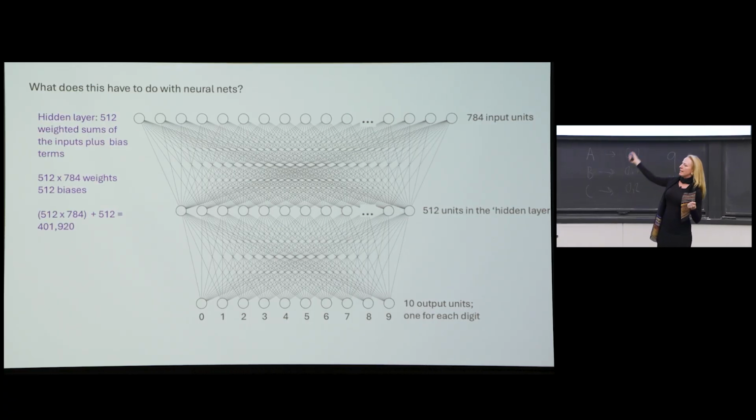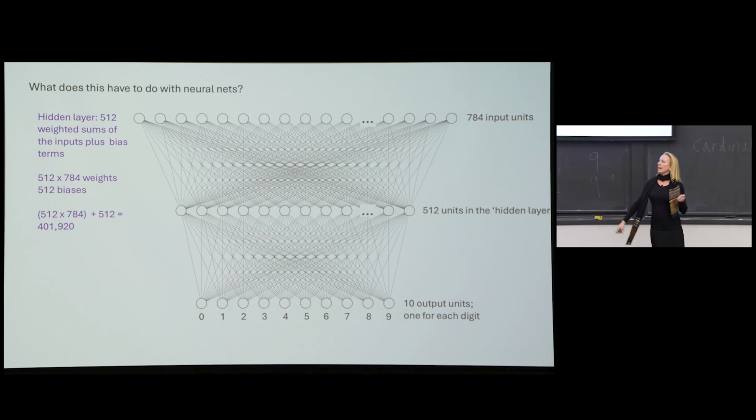Okay, so now let's make it more concrete. When I said that this hidden layer consisted of 512 weighted sums of the input, what this meant was, for this first circle, I had one weight for this first pixel value, another weight for this second pixel value, and a weight for the third one, and the fourth one, and so on 784 times.